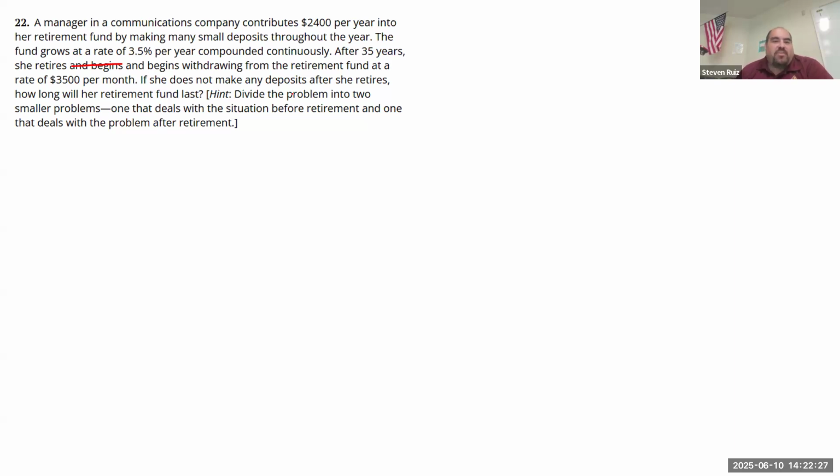Okay, and this hint is useful. I want to divide the problem into two smaller problems. So basically, it's going to be a piecewise function we end up coming up with. One for the time while she's working and one for the time after she leaves her job. So while she's working, the account's only going to grow. So let's talk about how it's going to grow. I'm going to call this account dM/dt.